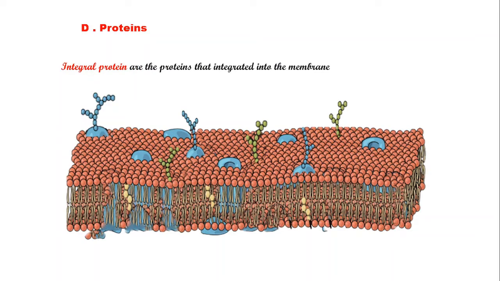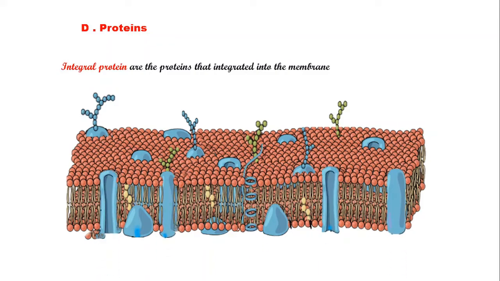Next one, proteins. In proteins we have two types. The first one is integral protein. Integral proteins are the proteins that are integrated into the membrane. Some stick only partway into the membrane, while others stretch from one side of the membrane to the other side and are exposed on either side.